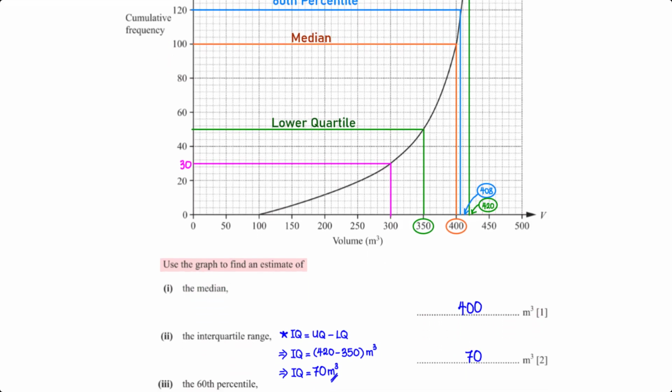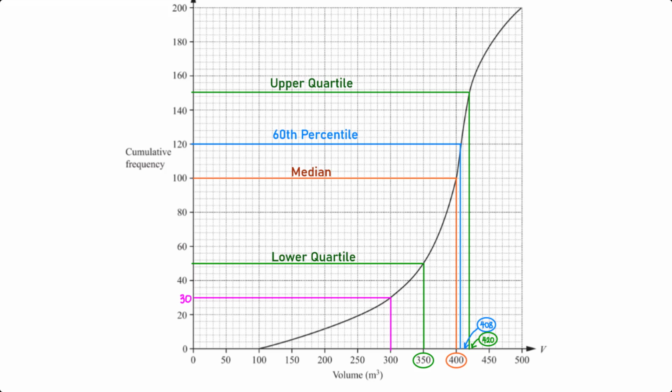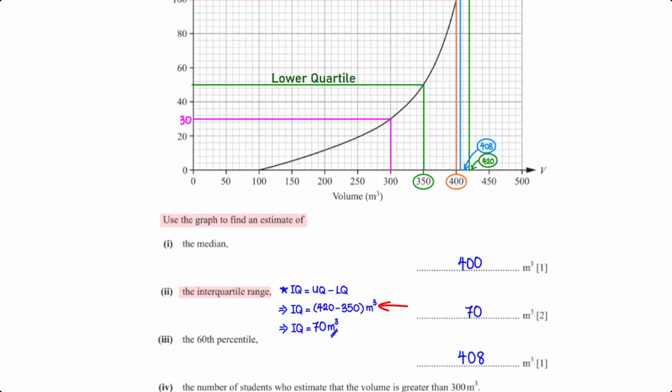Use the graph to find an estimate of the interquartile range. The interquartile range is equal to the upper quartile minus the lower quartile. To get the upper quartile, we map 3/4 of 200, which is 150, on the diagram. This gives us the upper quartile to be 420 meters cubed. For the lower quartile, we map 1/4 of 200, which is 50, on the diagram, giving us 350 meters cubed as the lower quartile. So now the interquartile range is 420 minus 350 meters cubed, which is 70 meters cubed.